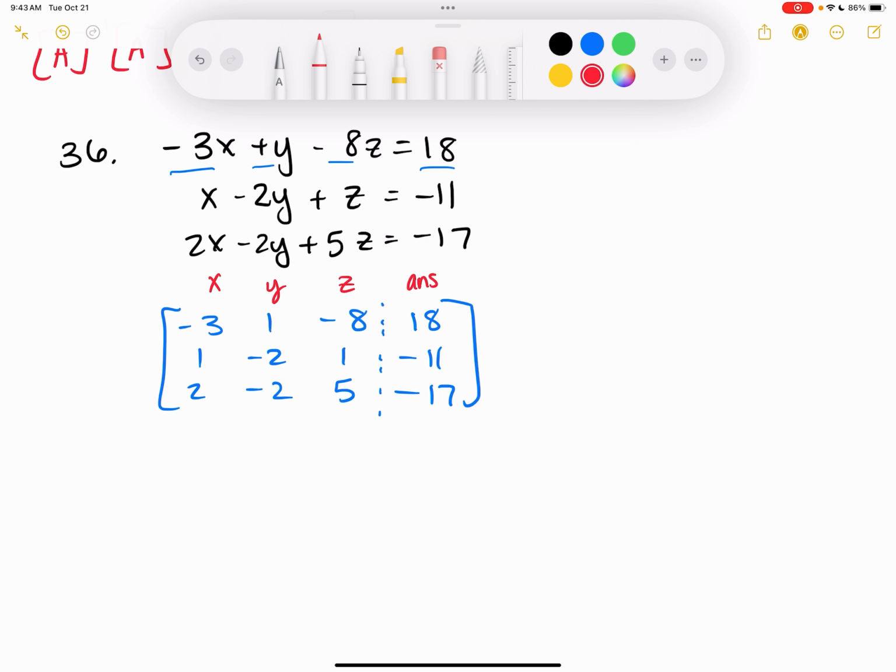6x plus y plus 2z is equal to 11. x minus y plus z is equal to negative 5. And negative x plus 4y minus z equals 14.